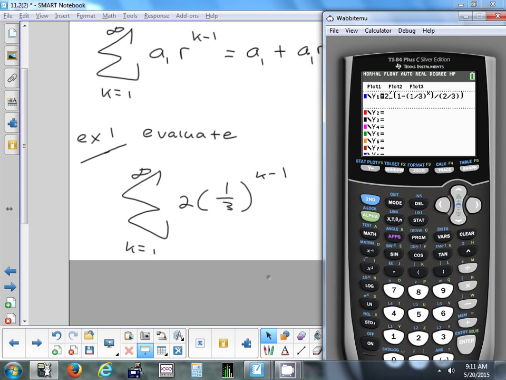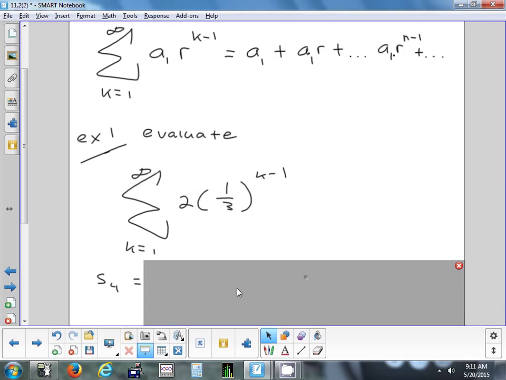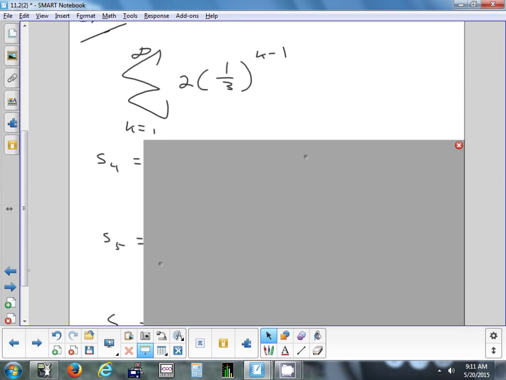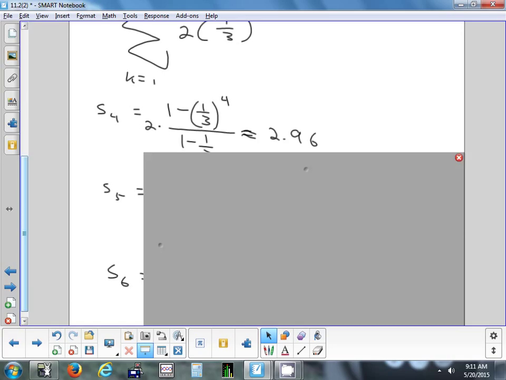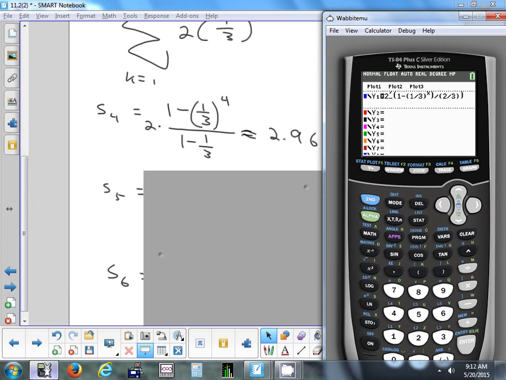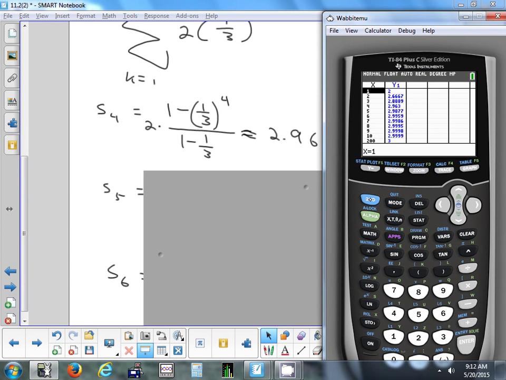Now, if I just wanted to look at a specific partial sum, I could let x be 4, if I just wanted to know the fourth partial sum. Or let x be 5, or let x be 6, whatever I want. I'm letting it be a variable, so that way I can go to the second table and look at all of these. I already did some of them out to save time. But this is how you'd add up the first 4 terms: 1 minus 1/3 to the fourth, divided by 2/3, and you get 2.96. Okay, let's get rid of these, and then we'll check our table.